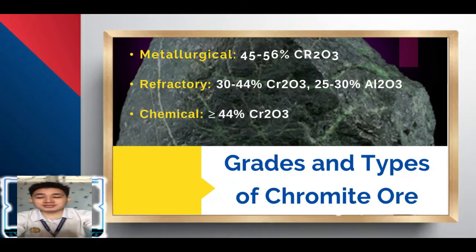So now let's proceed to the grades and types of chromite ore. In metallurgical, we have 45 to 56% of chromium oxide. On refractory, we have 30 to 44% of chromium oxide and 25 to 30% of aluminum oxide. On chemicals, we have less than or equal to 44% of chromium oxide.